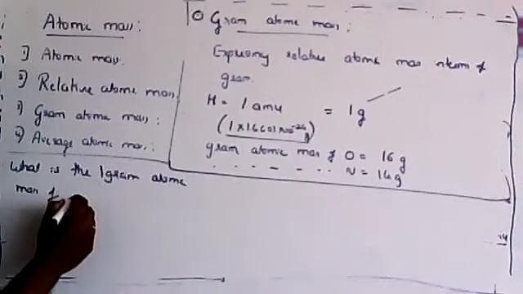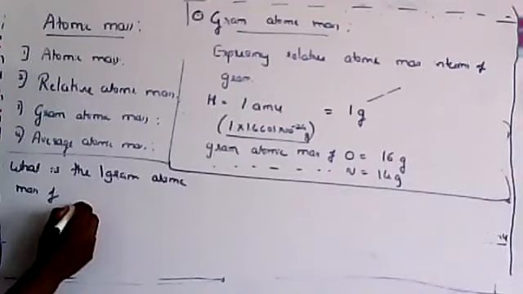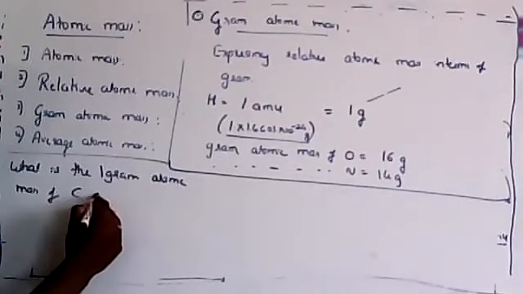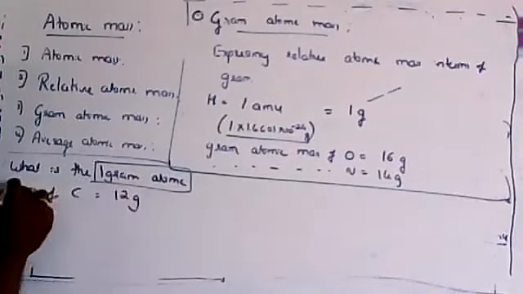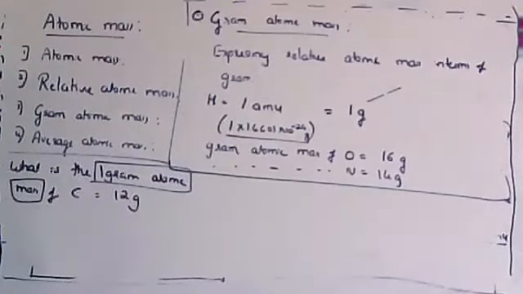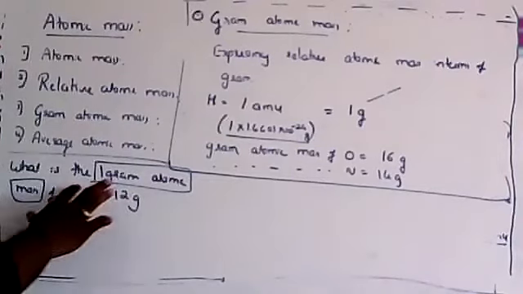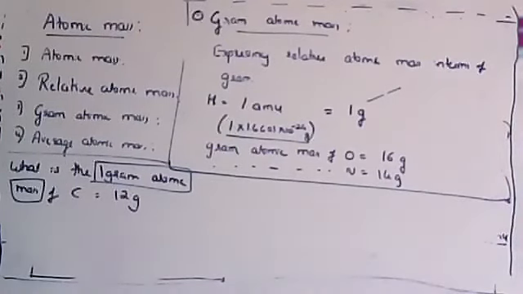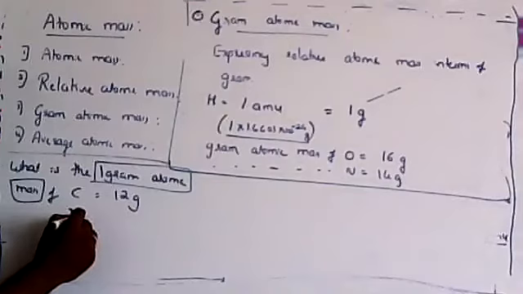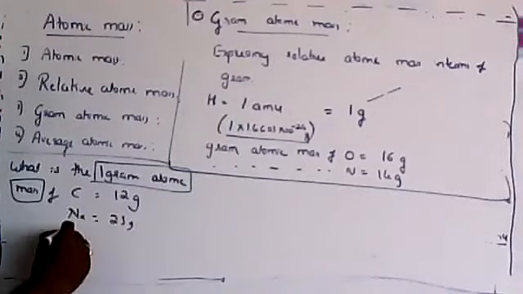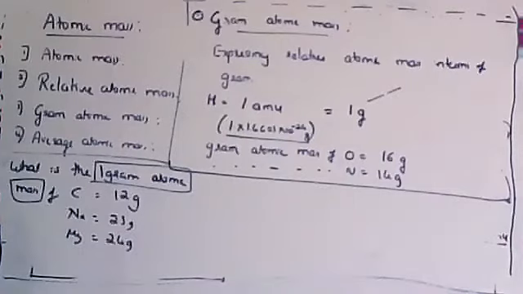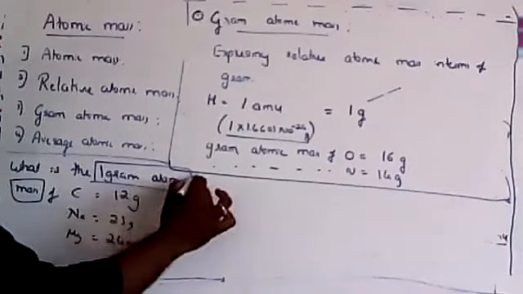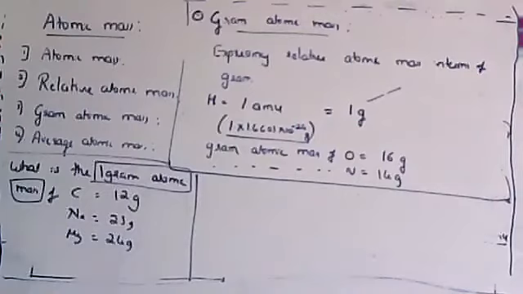of carbon? It would be 12 grams. So when I use the words 1 gram atomic mass, is that clear? 1 gram atomic mass of carbon would be 12 grams. For sodium, it would be 23 grams. For magnesium, it would be 24 grams. So in this way, expressing in terms of grams is called gram atomic mass.